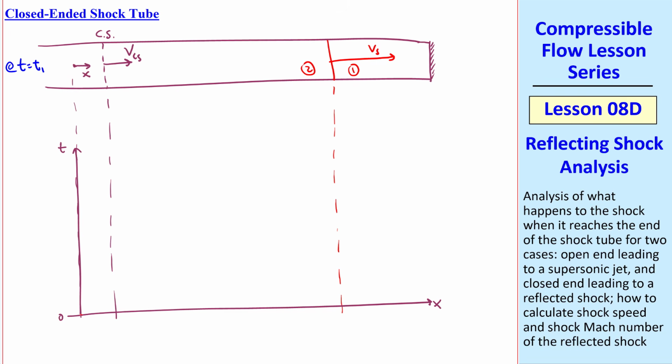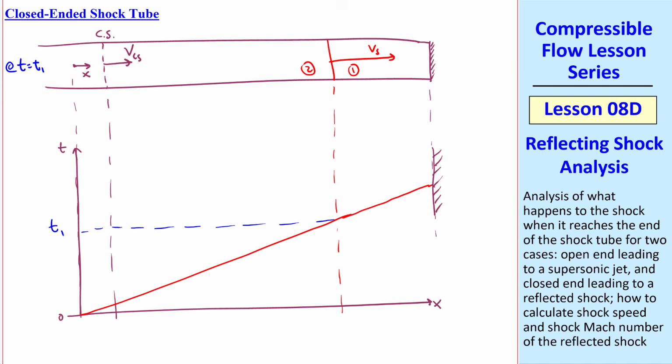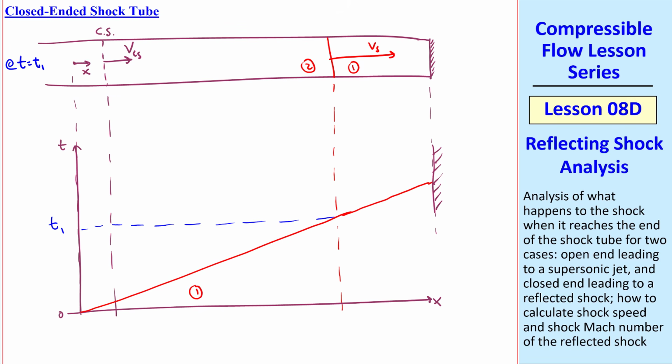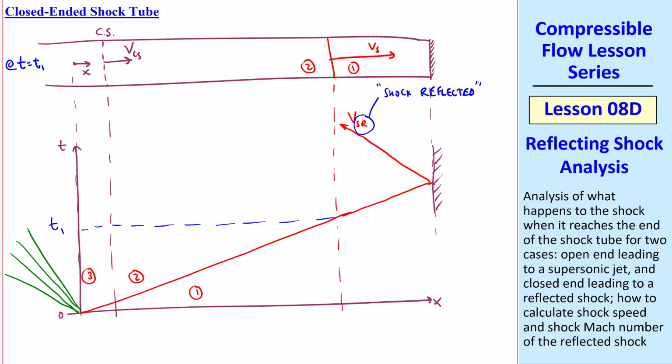At t equals 0, the shock starts and moves along like this until it hits this wall. This time t1 with the shock here is here. And recall this is region 1, region 2, and region 3. And let's not worry about the expansion fan for now. As this shock moves along, it hits the wall, and what happens is it reflects. Let's call this speed VSR, for shock reflected, this will be the speed of the reflected shock.